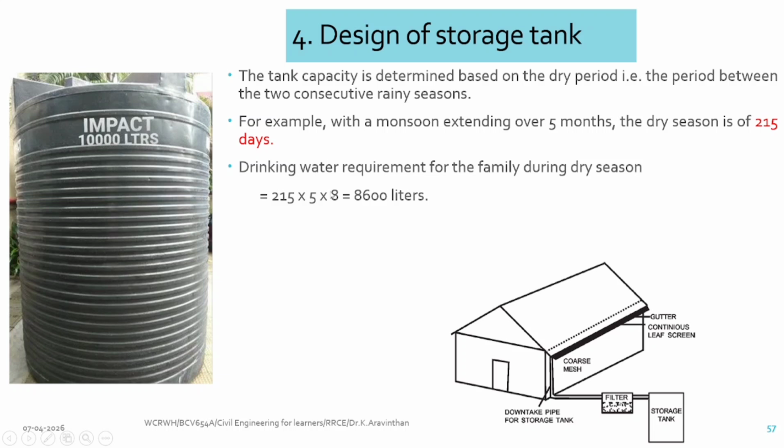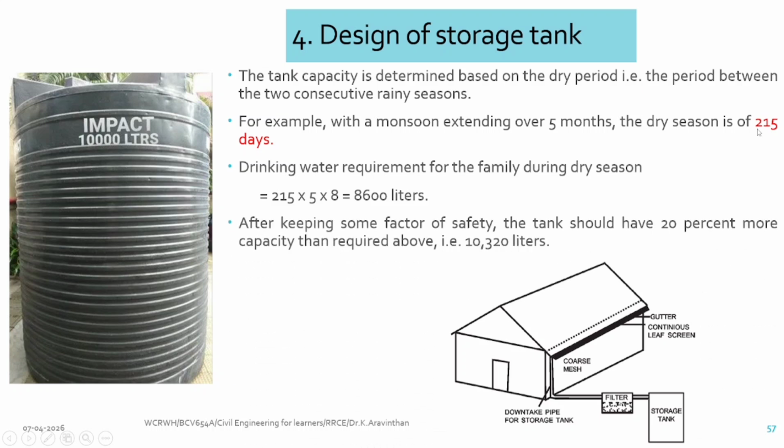In this case, we have taken 8 liters per person. 5 persons are there, 215 days are there. In that case, we need 8,600 liters of water during these dry days only for drinking purpose. And if we keep 20% of water for safety, if you add another 20%, it will come around 10,320 liters. Like this, a 10,000 liter tank you can store.